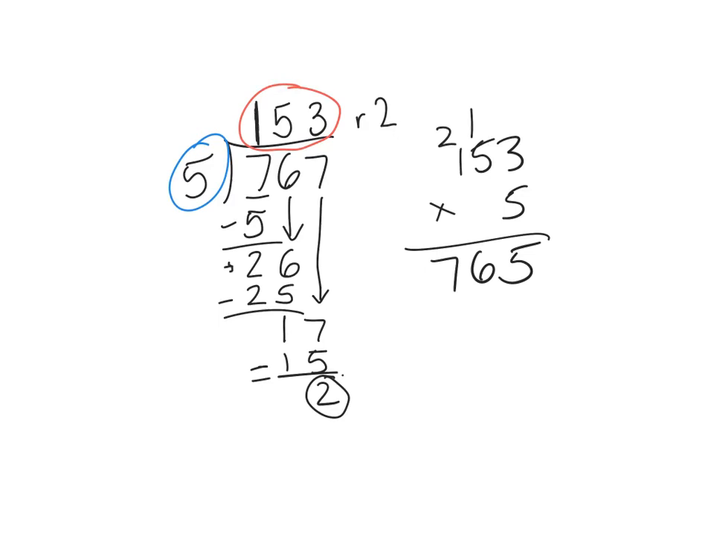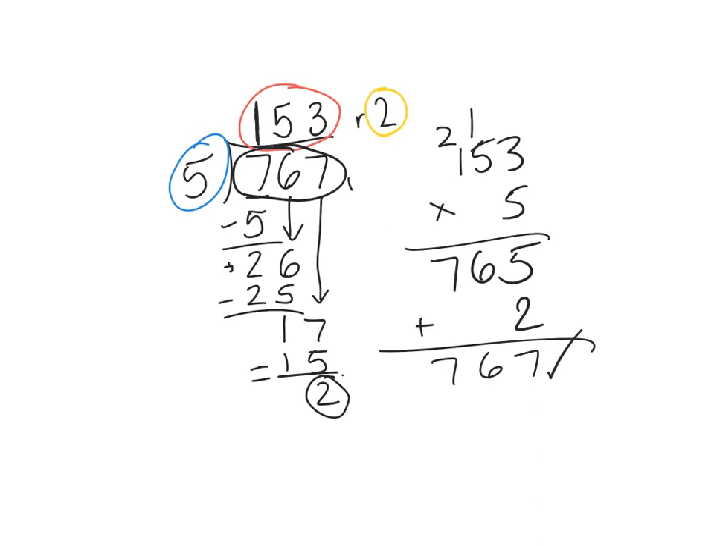And I get 765. Now once I've done that, I'm going to add in my remainder. So I'm going to add 2 to that. And my goal is I want to get this answer. If I get back to my original dividend, then I know my answer is correct. So if I add 2 to 765, I get 767. And so I know that my answer is correct. So I get a quotient of 153 and a remainder of 2.